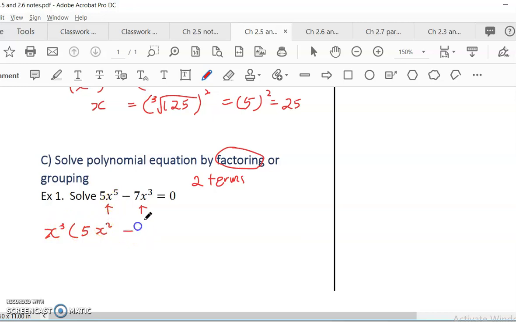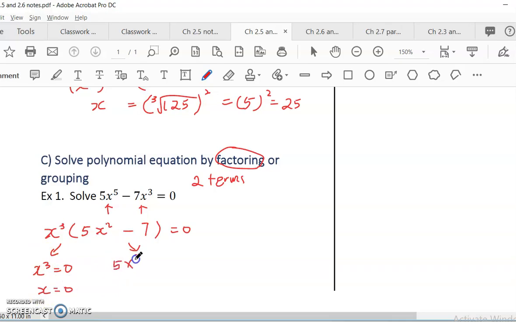And then minus, if I factor the x cubed out, then it's 7. After you factor it, you can do the principle of square root, split into 2. x cubed equal to 0. What is x cubed equal to 0? I do cube root, so x is still equal to 0, right?